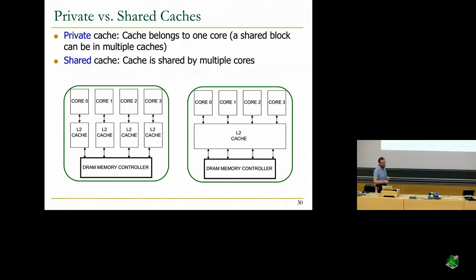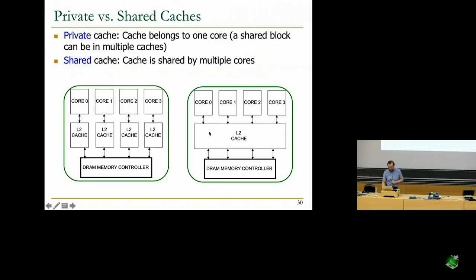So private cache means that cache belongs to one core, as you see over here. In this case, I'm looking at the L2 cache. Shared cache means that cache is shared by multiple cores. And pictorially, it looks like this, right? These are private L2 caches. This is a shared L2 cache. And assume that they have the same space.